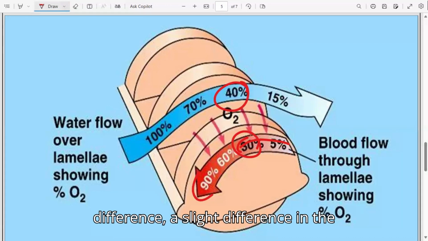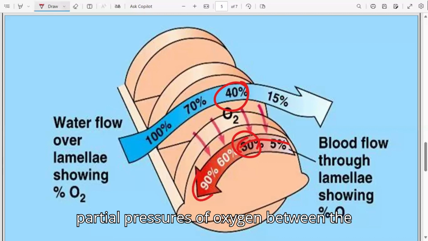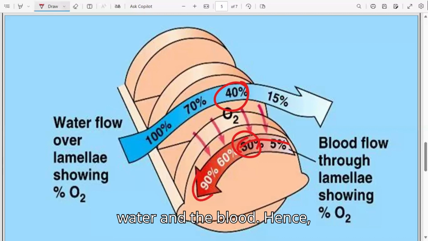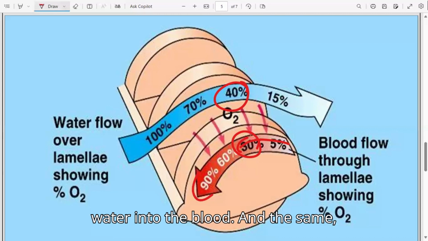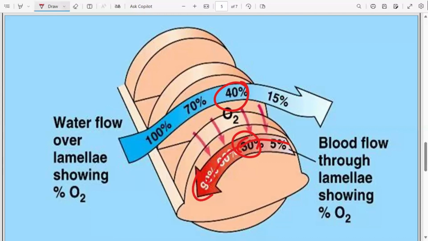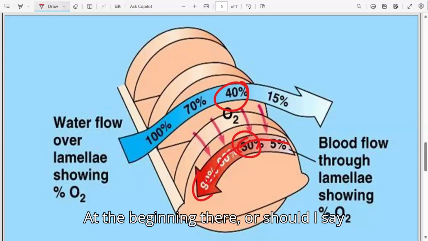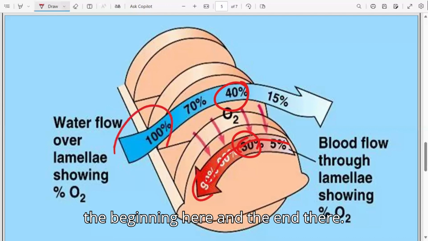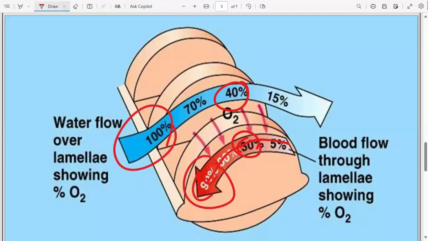There's still a slight difference in the partial pressures of oxygen between the water and the blood. Hence, oxygen will still be diffusing from the water into the blood. And the same, ladies and gentlemen, happens at the beginning there, or should I say at the end, because it is the beginning here and the end there.